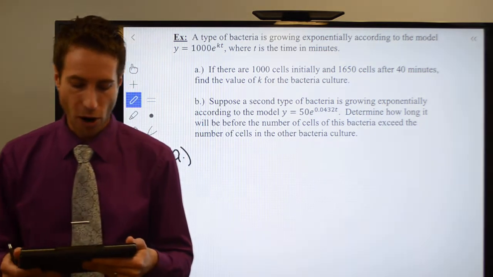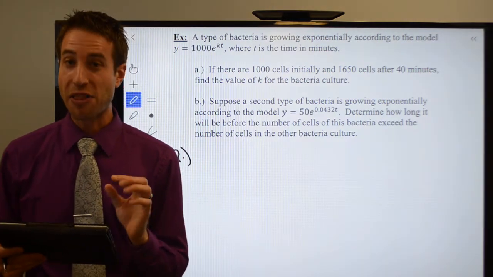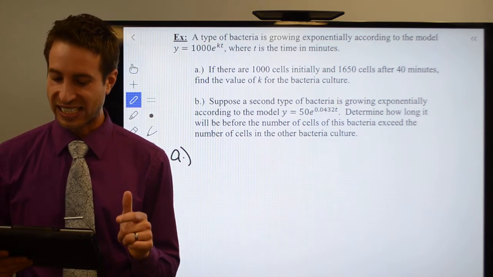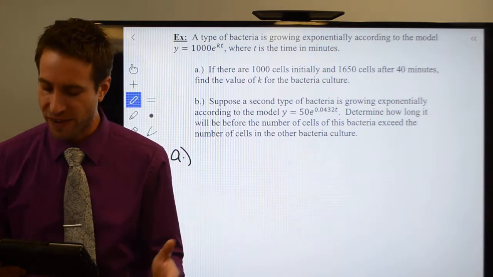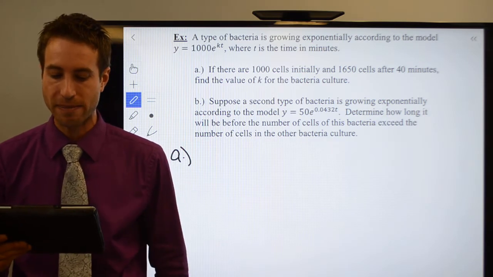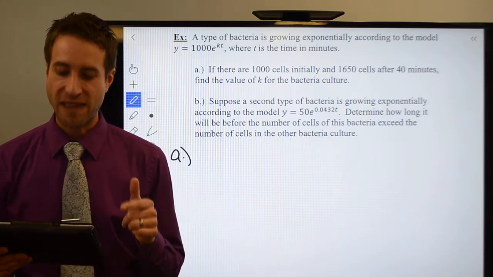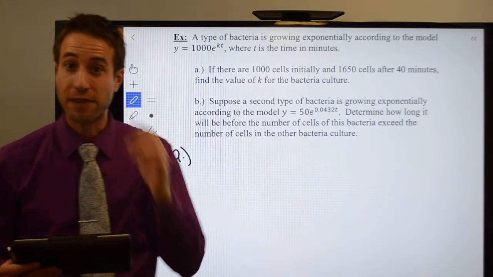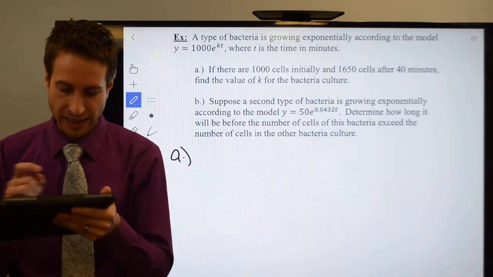Here's what I want to know in part A. If there are 1,000 cells initially and 1,650 cells after 40 minutes, I want you to find the value of k for the bacteria culture given above. Alright, well, that's not that bad. Let's see what we get here.